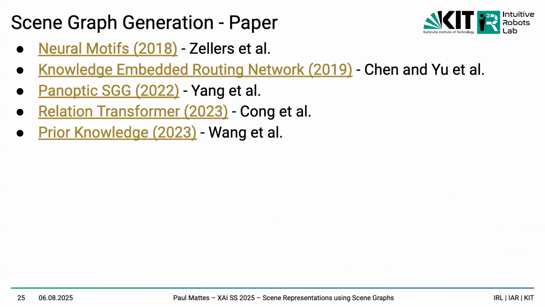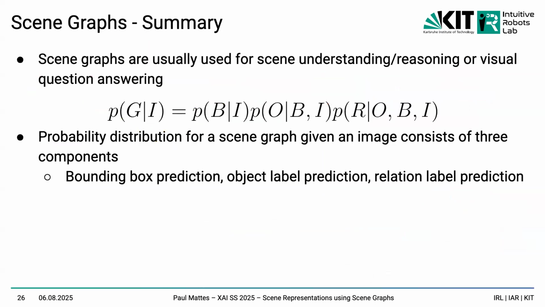In general, if you want to read up on some of this, there are some linked papers. Those are not relevant for the exam, just for you to have a look at what different papers there are and how they execute this. Yes, and then we have a short summary, because that was already the introduction to scene graphs. Do you have any questions about how to generate a scene graph or what a scene graph is?